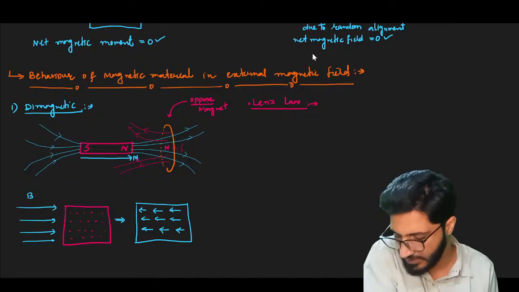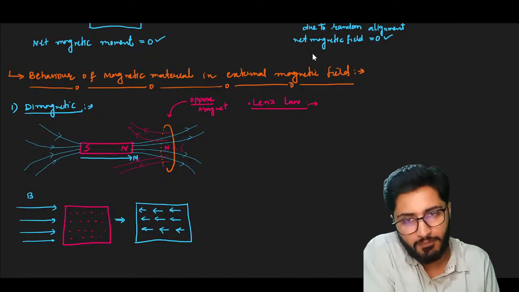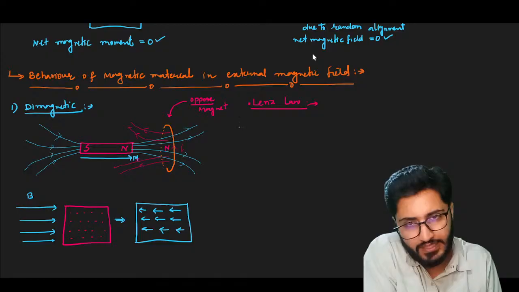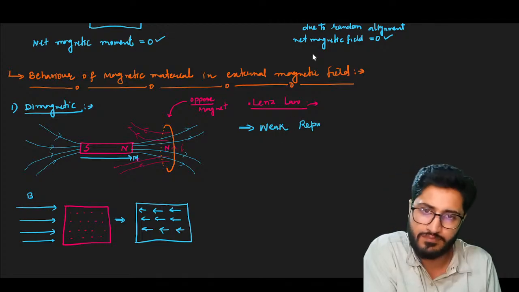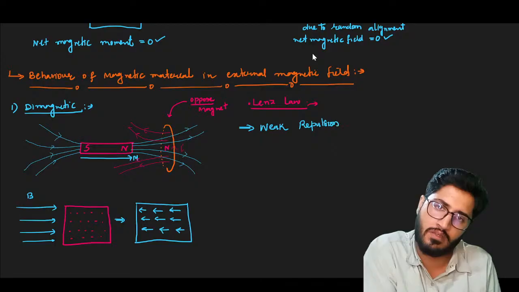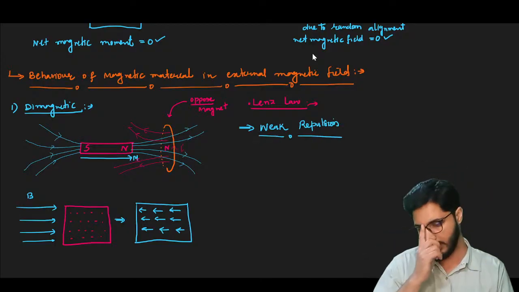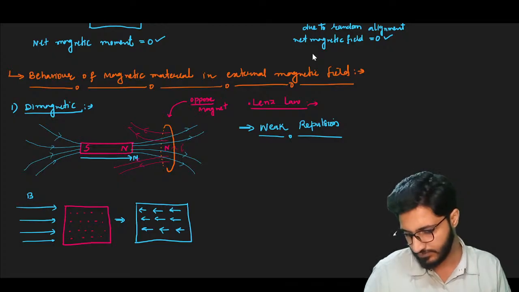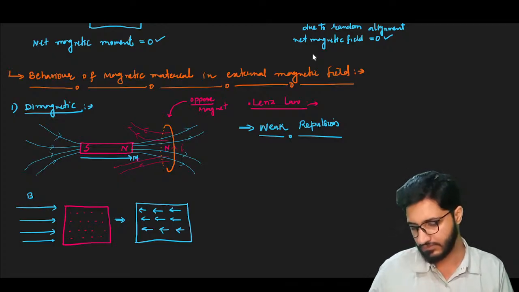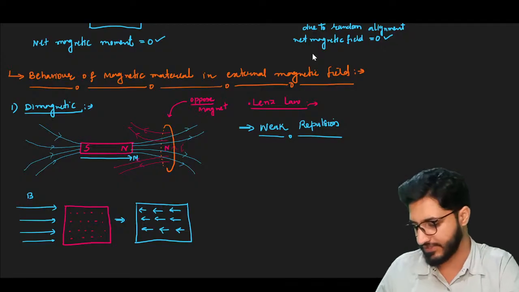So it will oppose it. But look, this property is opposition. So you will write this phenomenon is weak repulsion. It is weak repulsion.